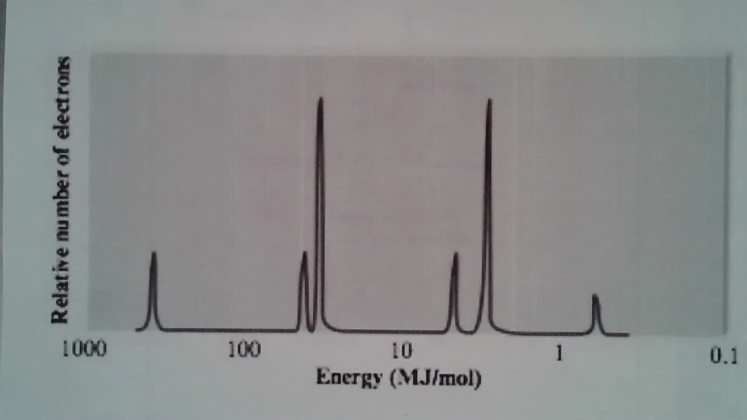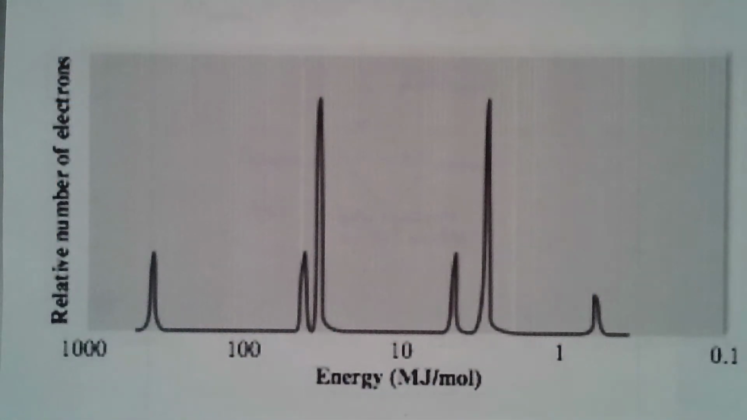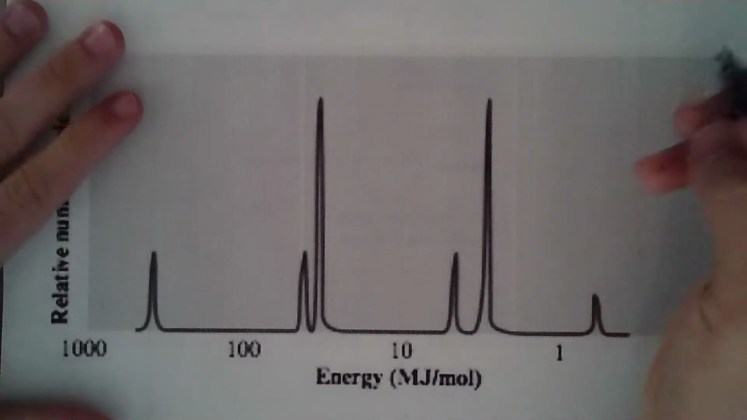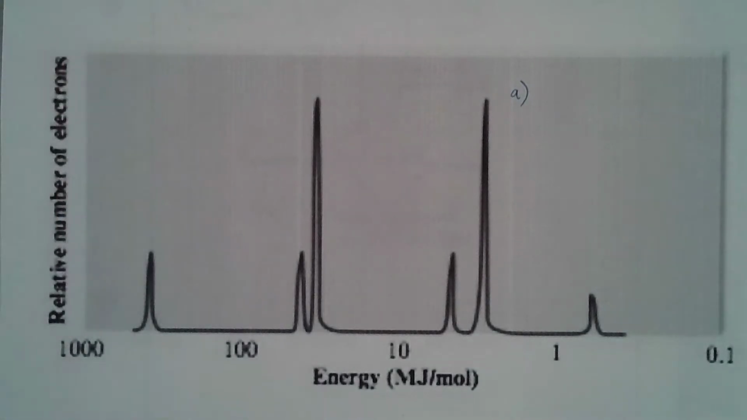So let me show you the problem that we're going to do with this spectrum. It asks us simply, based on the spectrum, to write the ground state electron configuration of the element, and then to also identify the element. I'm going to do this just on this piece of paper. I'll do part A over here. The first thing we have to do is write the ground state electron configuration.